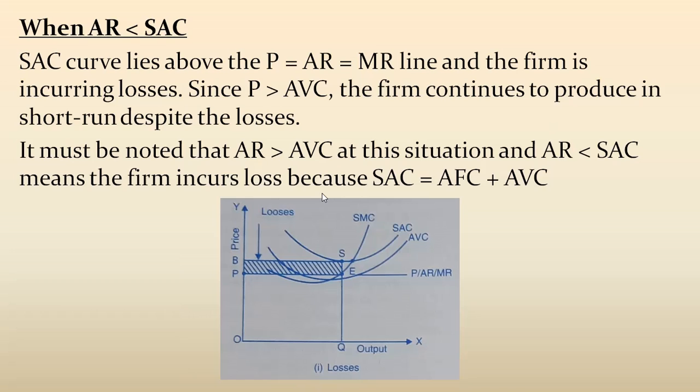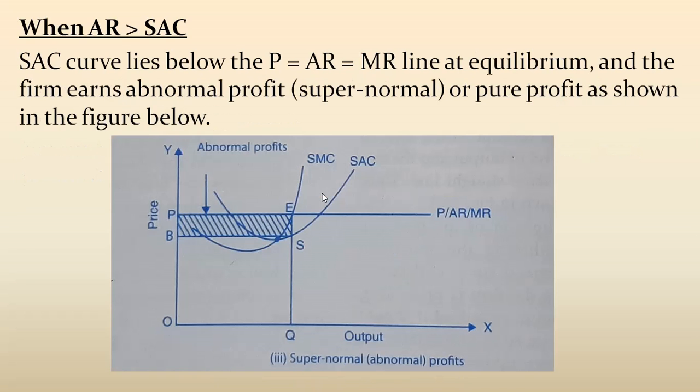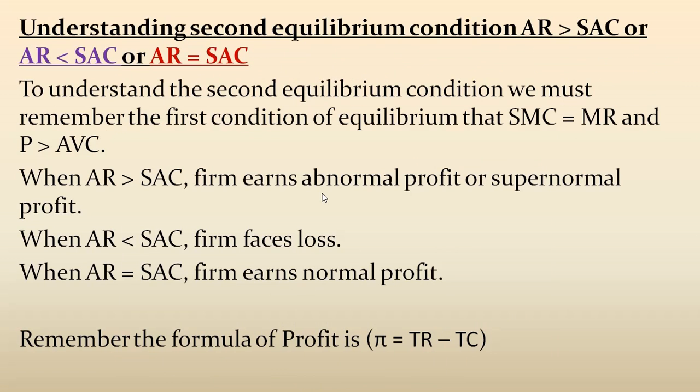From the examination perspective, this much is the explanation that I want to give right now. We must understand that in all these three cases, again I want to repeat, SMC is equal to MR and P is more than AVC. This is the condition of equilibrium: SMC is equal to MR.